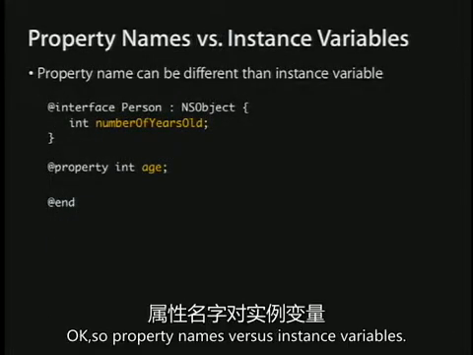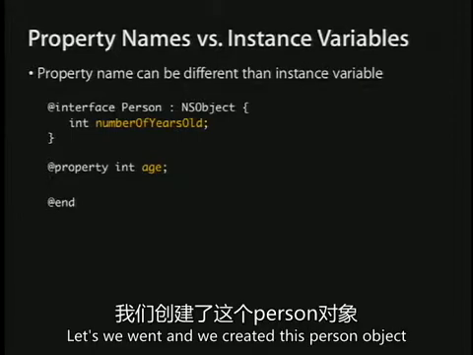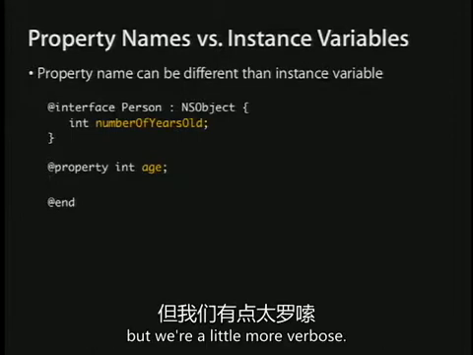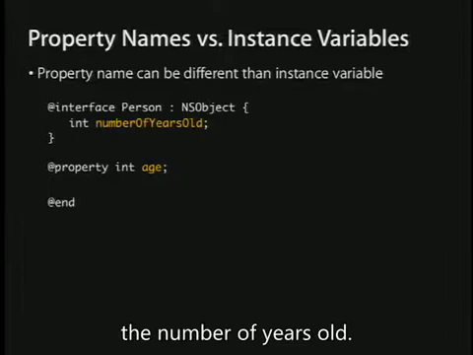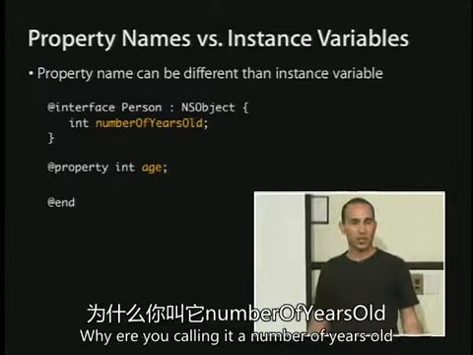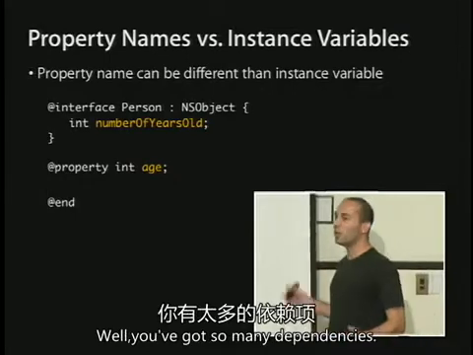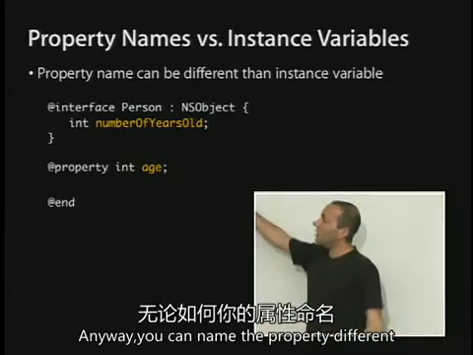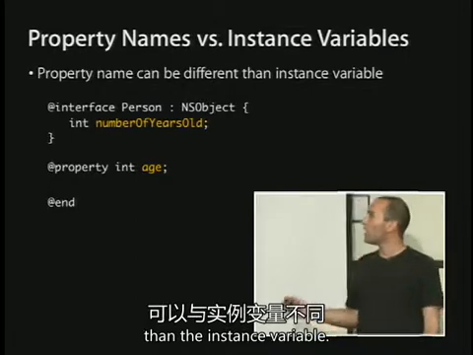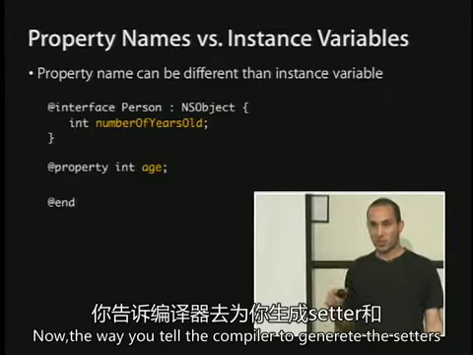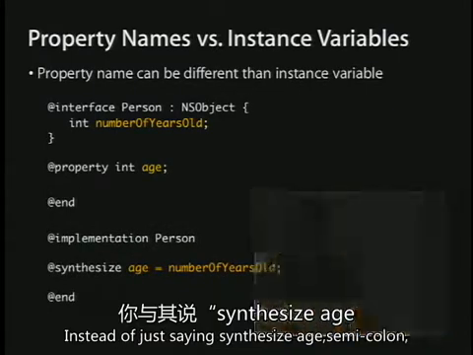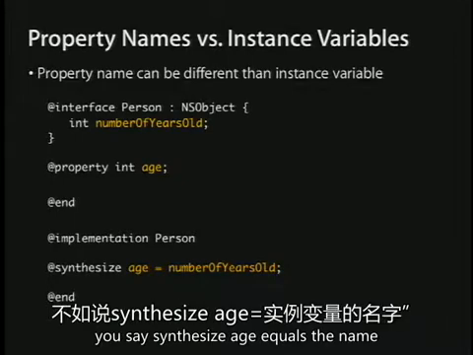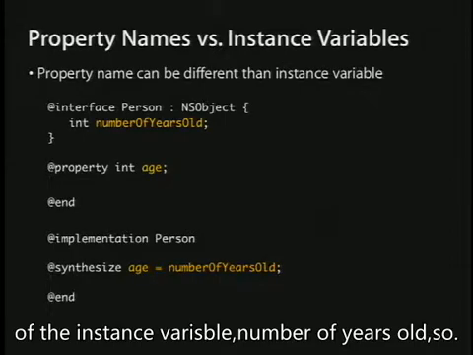Okay, so property names versus instance variables. Let's say we created this person object, but we're a little more verbose. We made our instance variable name be number of years old. But somebody reviewed our class and said, why are you calling it number of years old? Why don't you just make it age? Well, you've got so many dependencies. Anyway, you can name the property differently than the instance variable. The way you tell the compiler to generate the setters and getters is, when you synthesize, instead of just saying synthesize age semicolon, you say synthesize age equals the name of the instance variable, number of years old.